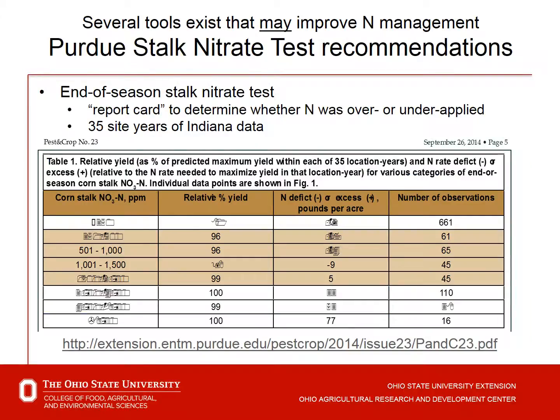The Purdue stalk nitrate test, again, a chart here showing some of that information, and again, showing the reading on the left. We might be able to use that information to determine whether or not we have had adequate amounts of nitrogen. Again, it's a report card. It shows us information at the end of the season that we might use to make recommendation changes for the next year. Their recommendation is to use this for 3 to 4 years before we start making changes.